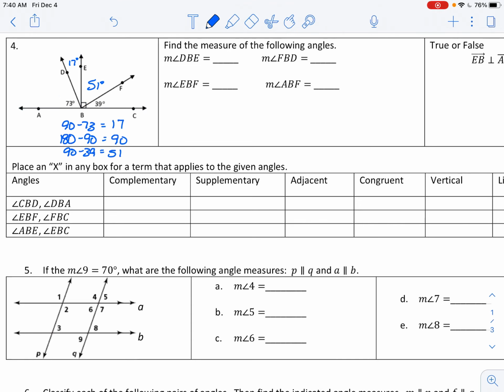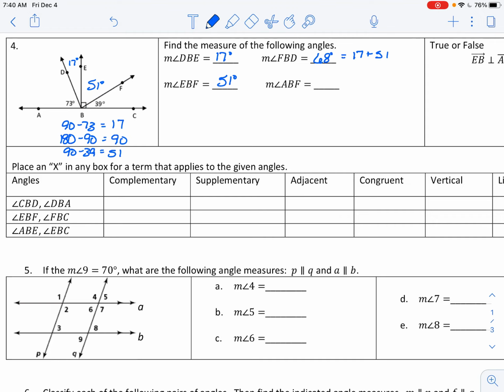Okay, so D to B to E, that's the 17 that I found. Then F to B to D, that's actually these 2 angles. I'm going to use angle addition to combine them together and get 68 degrees. Then I'm going to do EBF. EBF, that's just the 51-degree angle.